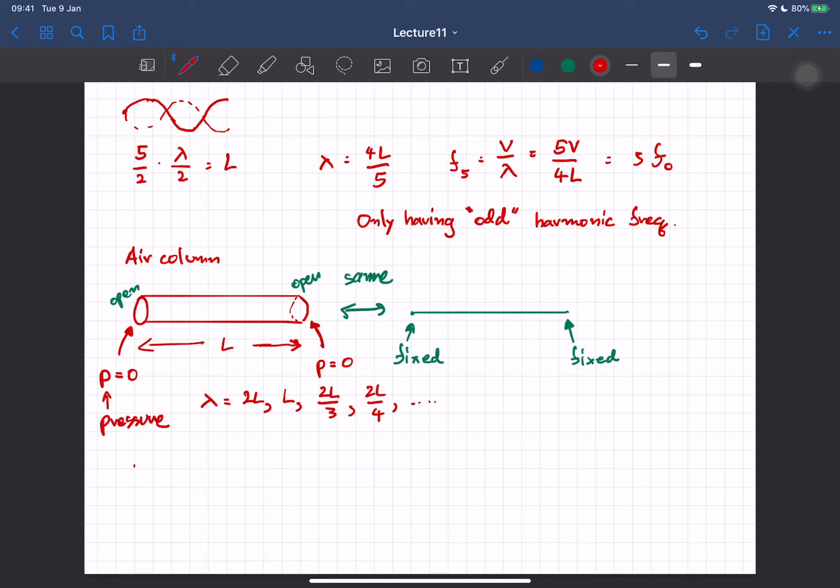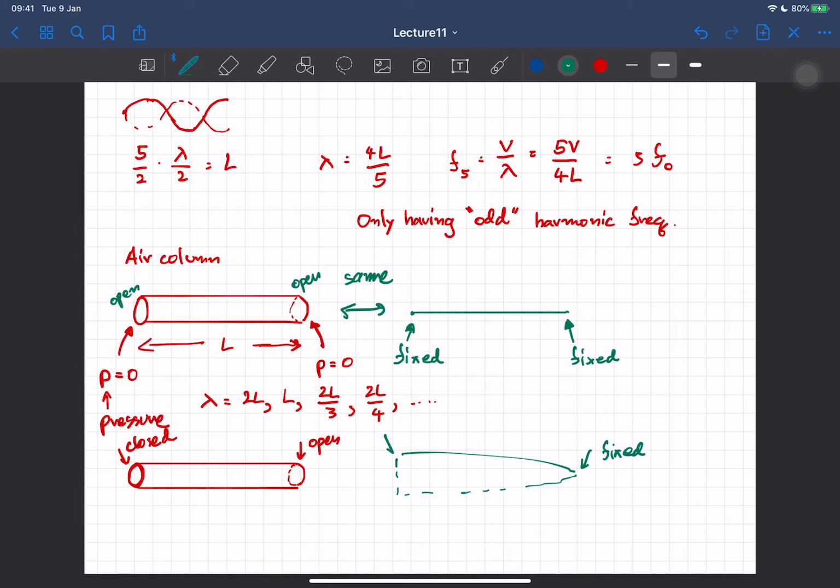Another case you can have is when one end of the tube is actually closed and the other end is open, and you can probably guess that it's going to be the same as the string where one end is fixed and the other end is open, like this. The other way around, right? Because something like this. So this is fixed, and this is free end like this.